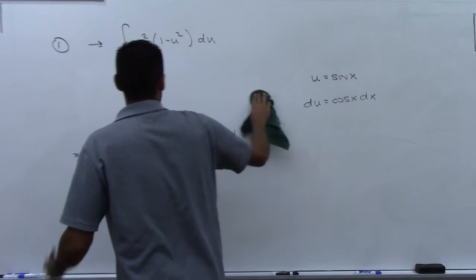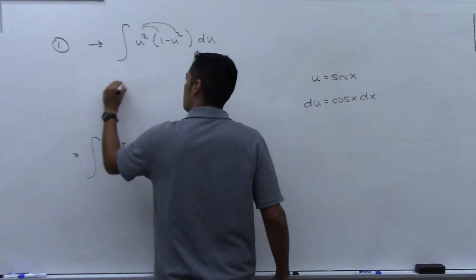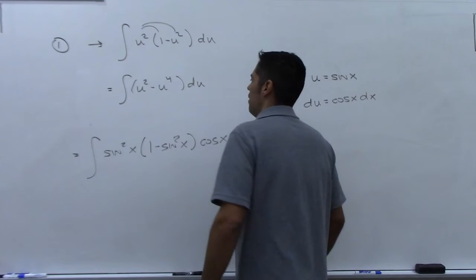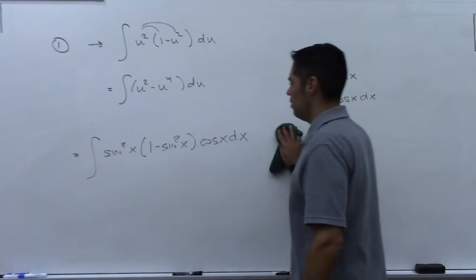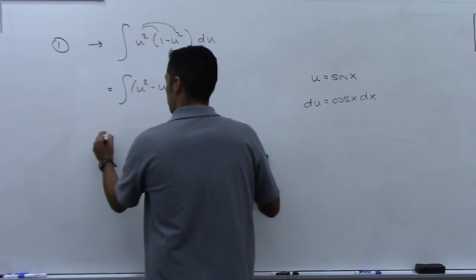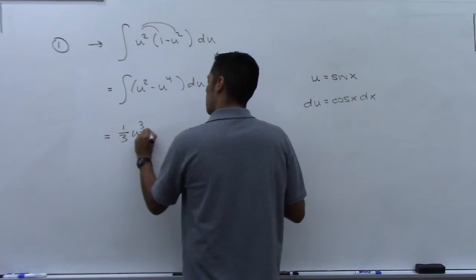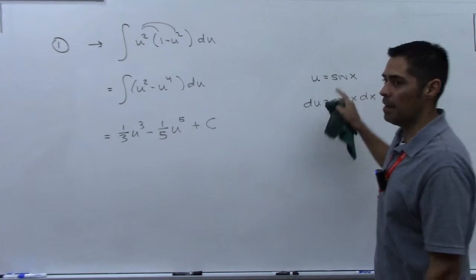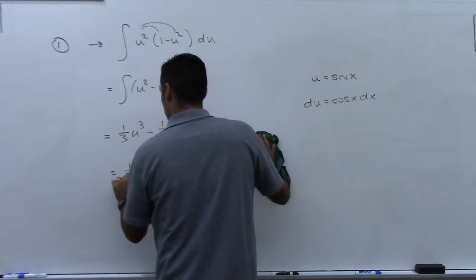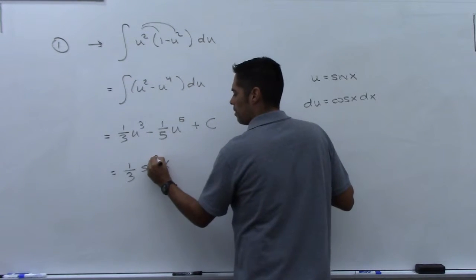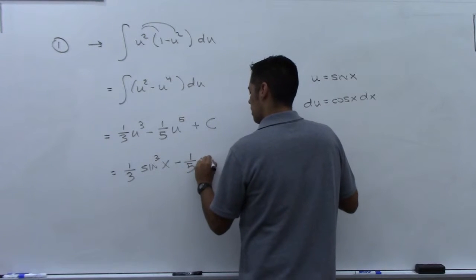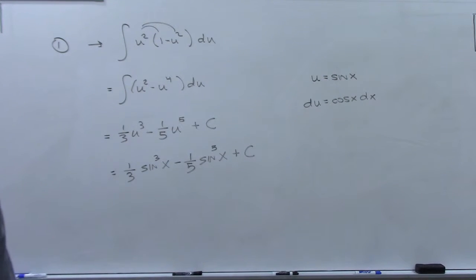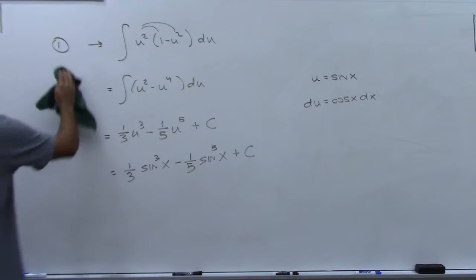I can distribute the u squared through to remove the parentheses, so u squared minus u to the 4th du. Then I integrate those term by term using the power rule. The antiderivative is 1/3 u cubed minus 1/5 u to the 5th plus some constant. Now just replace u with sine x, so we get 1/3 sine cubed x minus 1/5 sine to the 5th x, plus my constant of integration. So that's number 1.